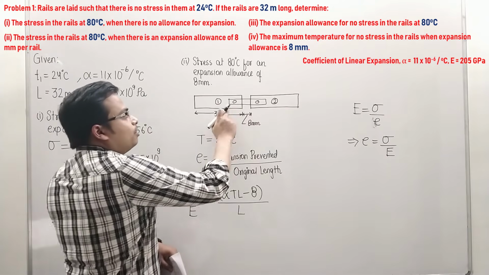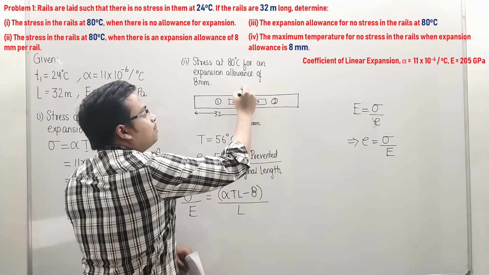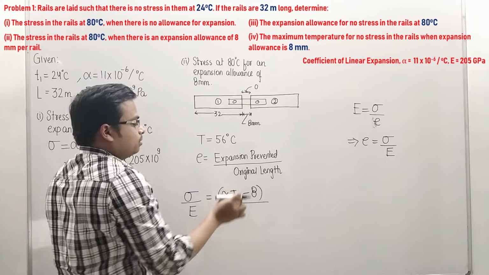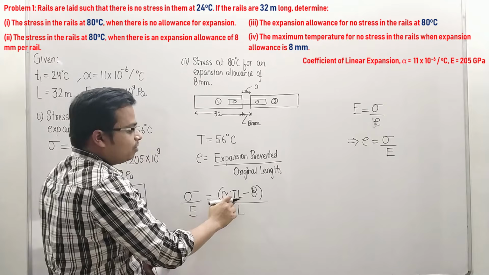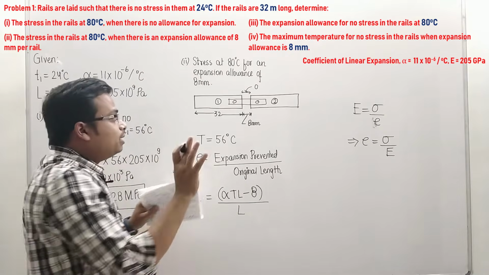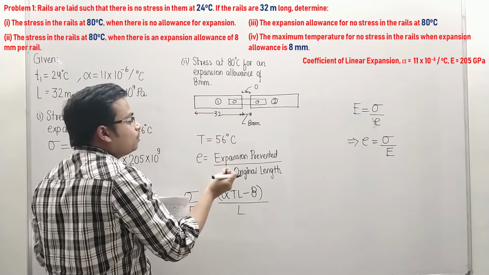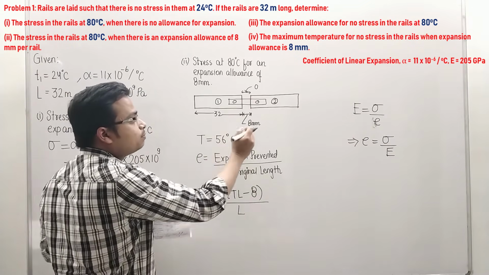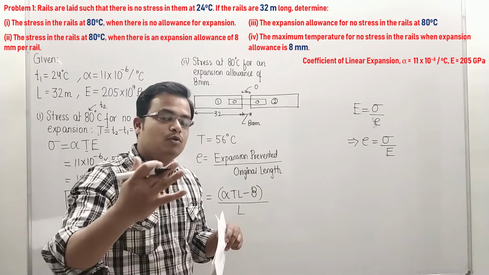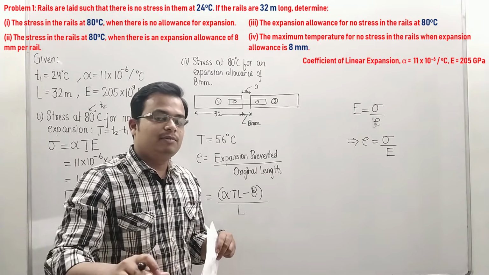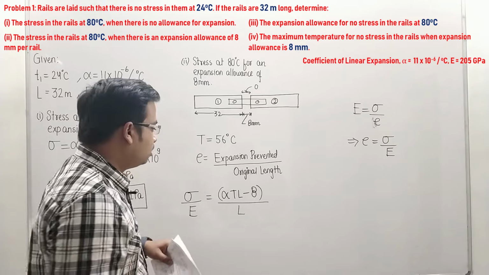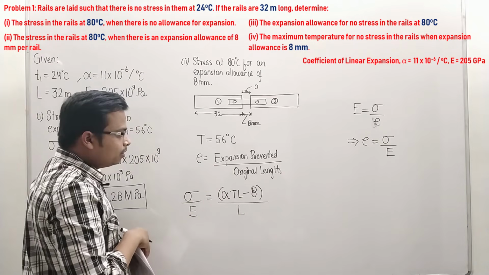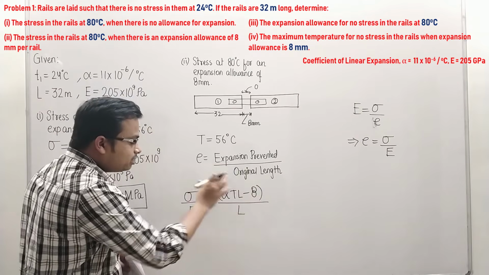Now, if rail 1 and rail 2, if there was absolutely no space between rail 1 and rail 2, let's say this is 0, there is no space, then the expansion prevented would have been alpha TL. But right now, there is some provision for this rail 1 to expand. How much is that? That is 8 millimeters. It can first expand 8 millimeters, and only if you go beyond that will there be stresses, or thermal stresses, induced. But right now, it is alpha TL minus 8. So, some reduction in stress is going to take place.